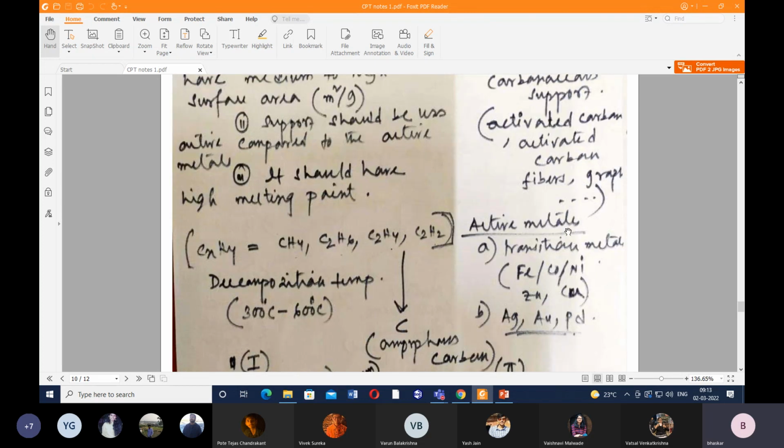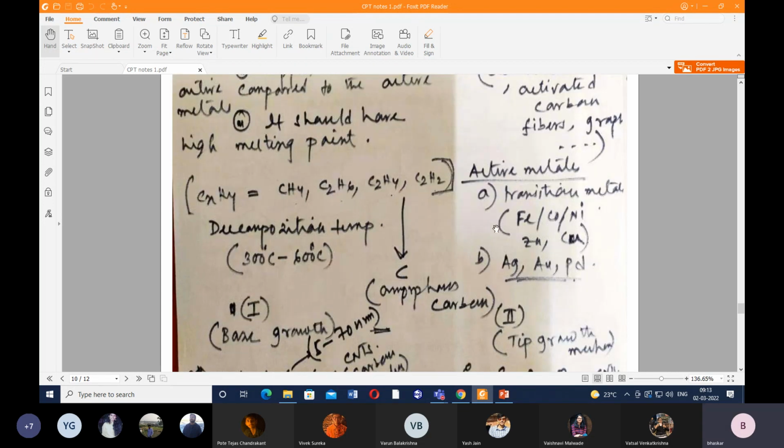So what could be our active metals? Our active metals, again, could be the transition metals or the noble metals. What could be our typical transition metals? It could be iron, cobalt, nickel, zinc, copper. But in the case of the noble metals, it can be gold. Silver also comes under the noble metals. Gold, palladium, platinum, rhodium, Rh also, we can consider under the noble metals.